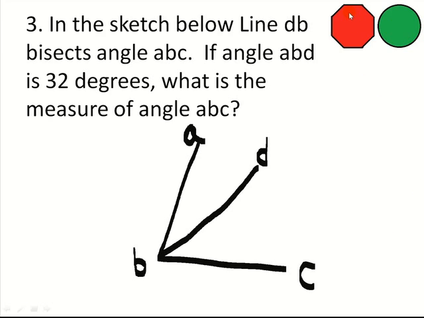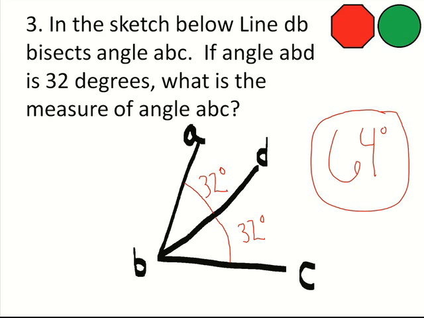Alright, let's see how you did. Well, in the sketch below, line DB bisects angle ABC. So this line right here, this is a sketch now, this line right here, BD, bisects angle ABC, which means it splits it in half. If angle ABD is 32 degrees, what is the measure of angle ABC?